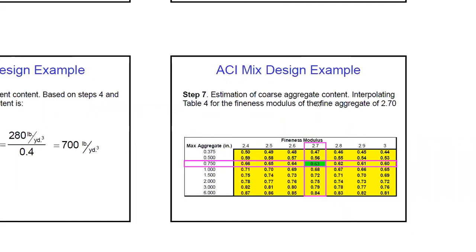Now estimation of coarse aggregate content. For the fine aggregate, the fineness modulus that was given is 2.7.